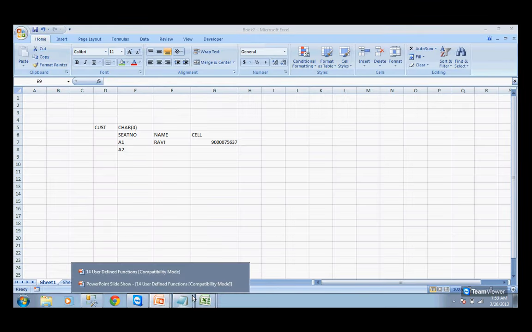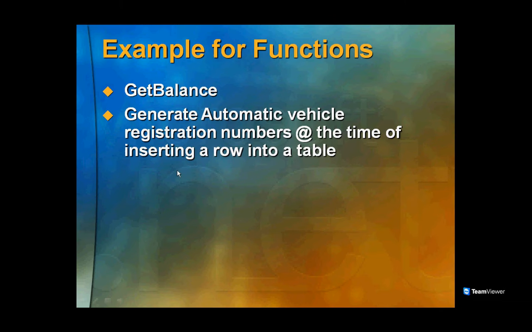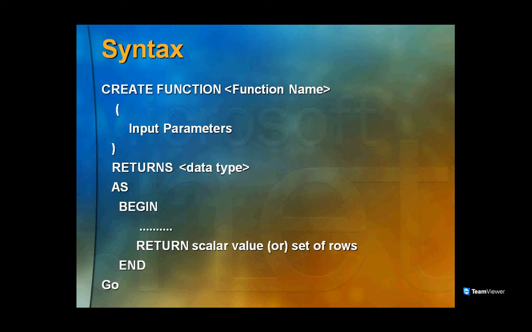This is the example: generate an automatic vehicle number or seat number at the time of inserting a row into a customer table or into another table. This is the best example of when I have to go in for a function. Create a function name, input parameters, returns and data type, as begin, return scalar value, set of rows. So this is the syntax of a function.